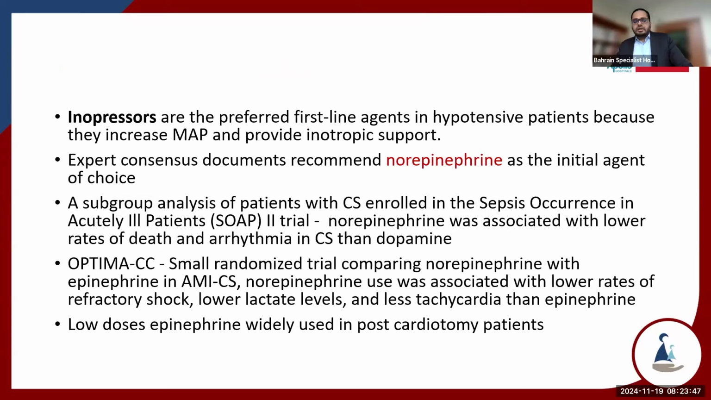Now, some experts have recommended norepinephrine as the initial agent of choice. There was a trial called the SOAP trial in which patients with cardiogenic shock treated with norepinephrine had lower rates of death and arrhythmia compared with dopamine. There was another small trial called the OPTIMA-CC trial, where they compared epinephrine versus norepinephrine, and they found norepinephrine had lower rates of refractory shock, lower lactate levels, and less tachycardia compared to epinephrine.